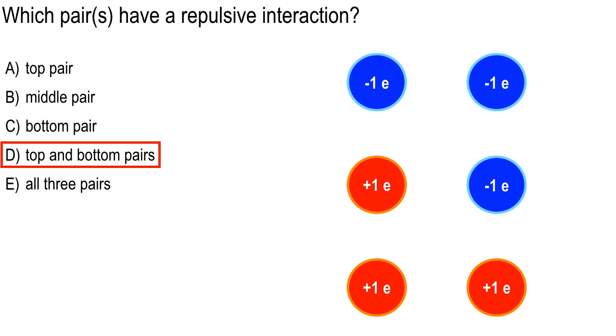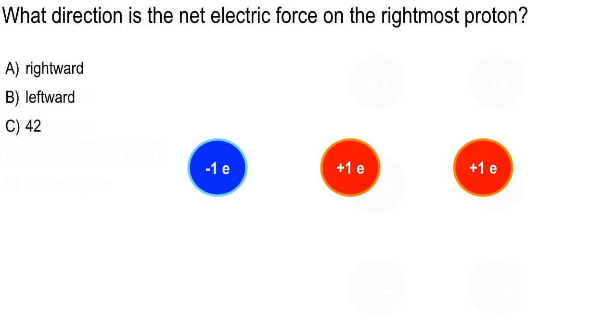All right, next question. This one's going to burn your brains majorly. For this array, this linear charge array, an electron and then 2 protons, what is the direction of the net force, the net electrical force, on this rightmost proton? Is it leftward, is it rightward, or is it 42?